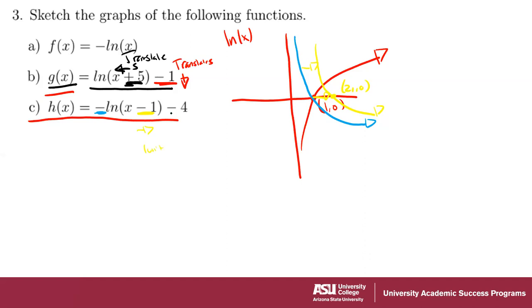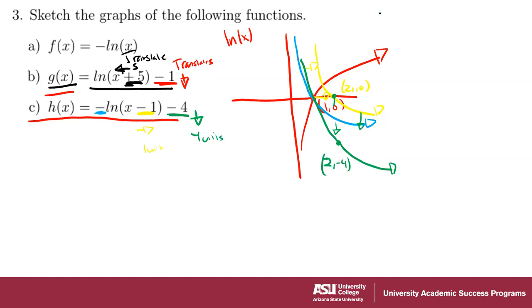Then with another color, we have a -4. And the -4 is going to translate us. We're going down 4 units. So then we can move this point down 4. And we're at 0, so down to -4. And then we can bring the rest of the graph down too. We're at 2 comma -4.